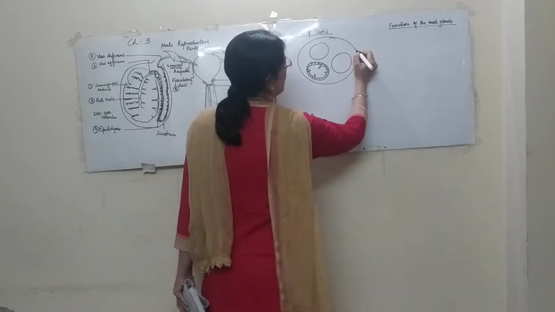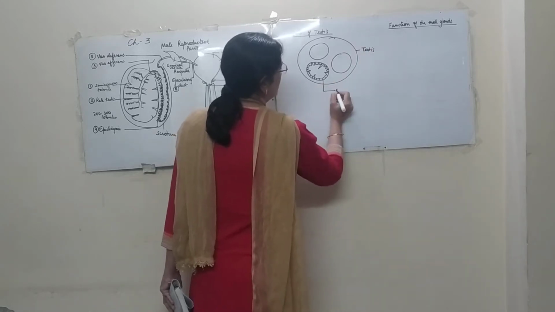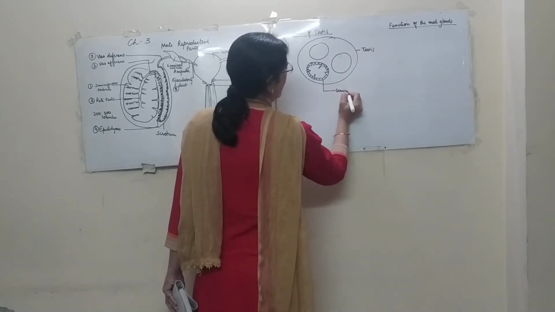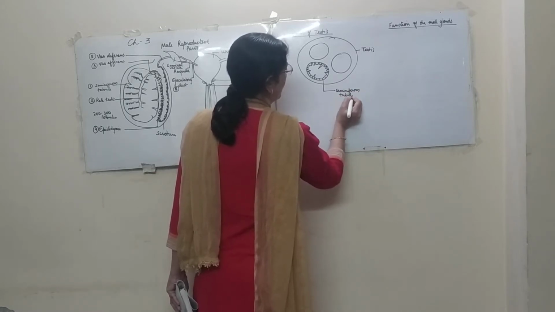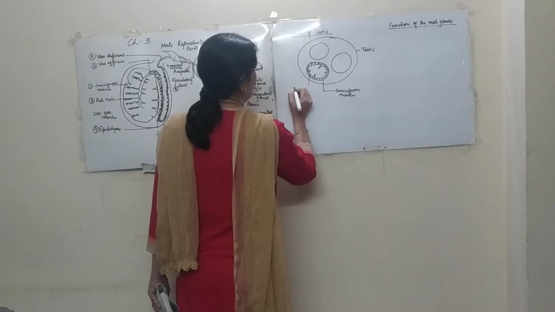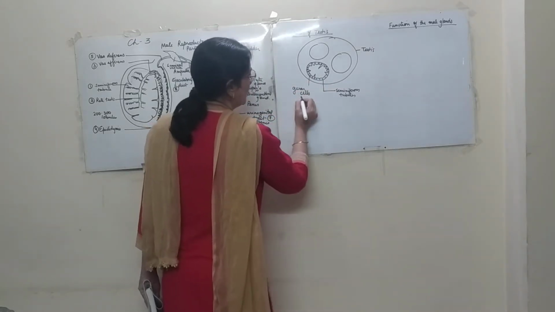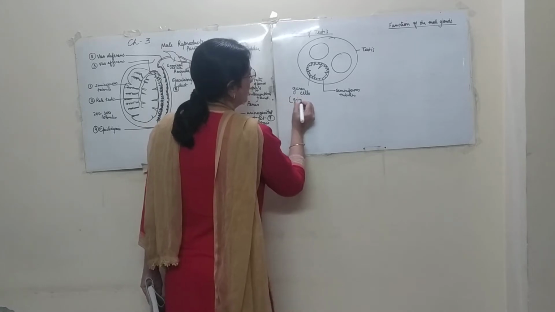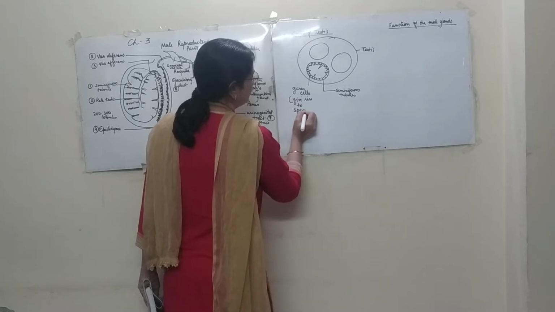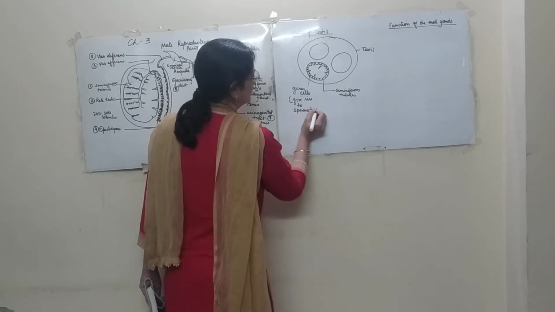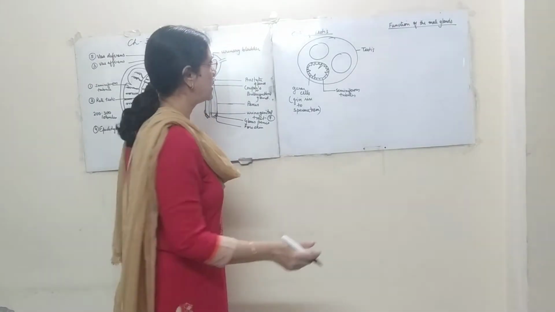Now, this is the testis. This is the seminiferous tubules. These are the germ cells. The germ cells will later give rise to spermatozoa. That means they are going to undergo meiosis to form the spermatozoa.